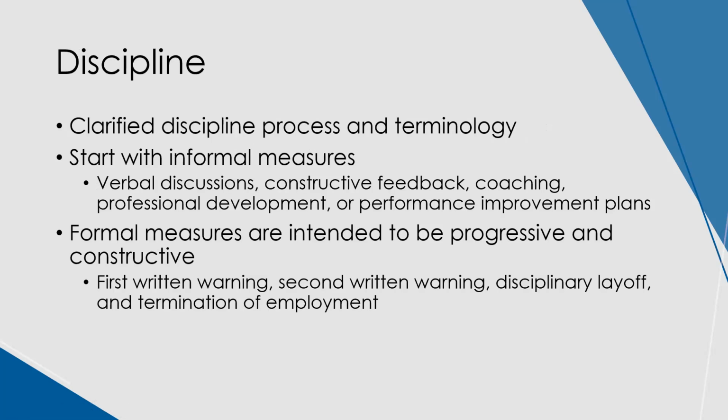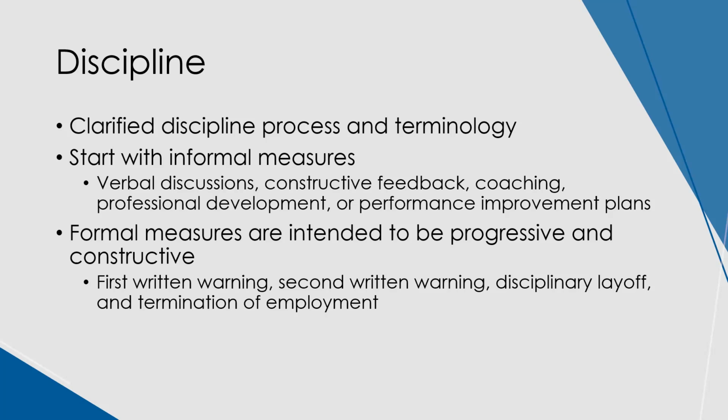The next section is on discipline. And so we did a number of things in this section. We clarified the discipline process as well as terminology. And so ultimately discipline should really start with informal measures. So things like verbal discussions, constructive feedback, coaching, maybe professional development opportunities to help a person improve, or even performance improvement plans. So that's the informal measures before a formal discipline process even begins, and the things that we would encourage folks to use first and foremost to try and provide corrective feedback and action so that somebody can make those changes prior to even needing formal discipline.